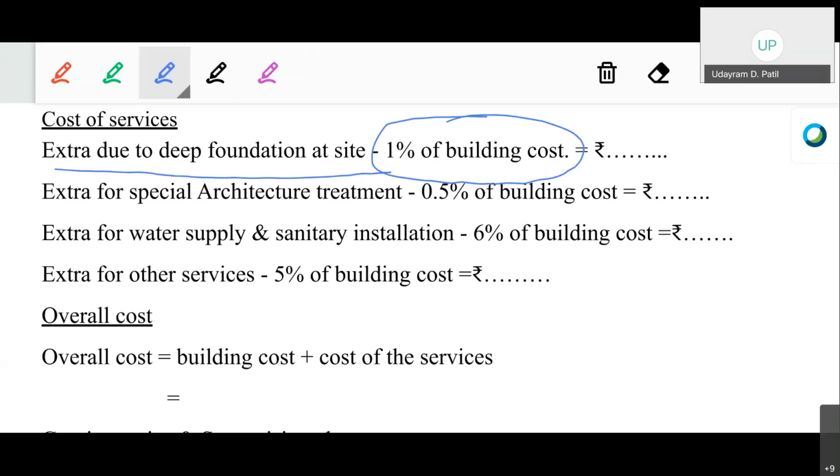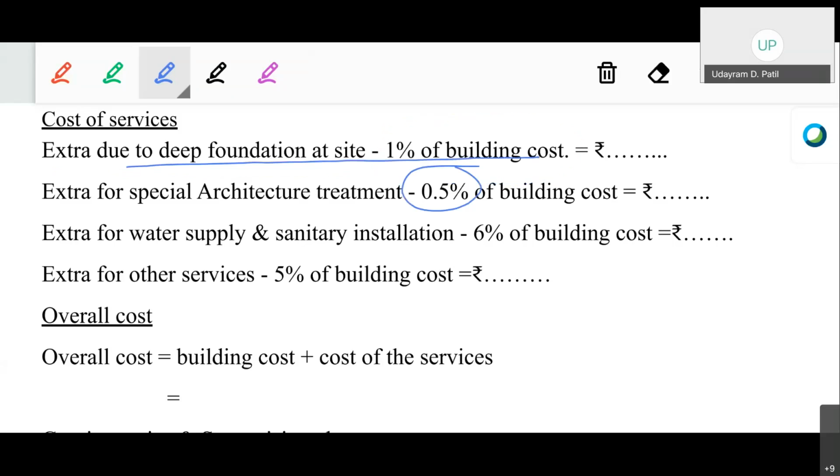Okay, so cost of the services, as we have already given: the cost of the deep foundation is 1% of the building cost. For the special architecture treatment, it's 0.5% of the building cost, and the cost for the water supply and the sanitary installation is 6% of the building cost, and cost for the other services is 5% of the building cost. So calculate the cost for each service.